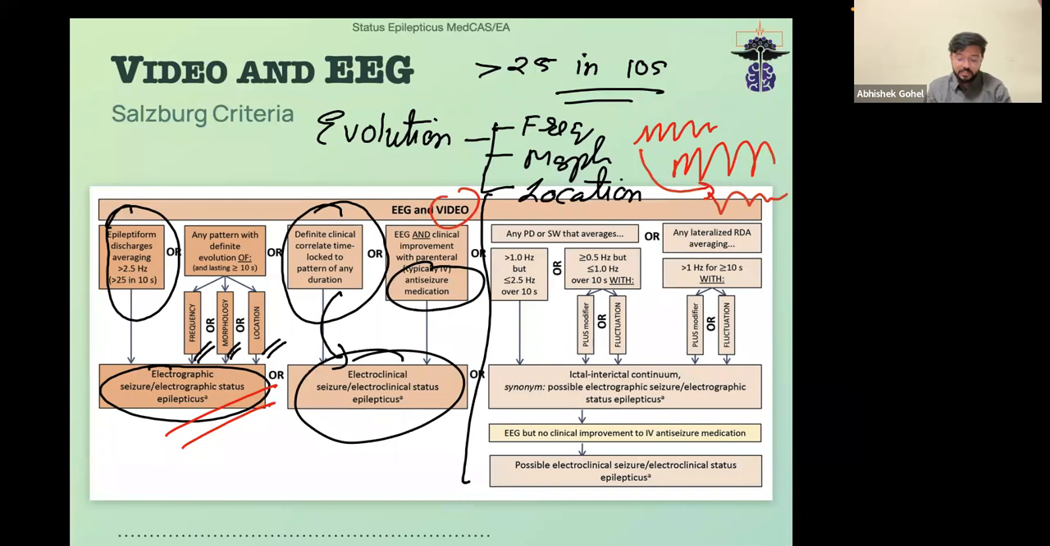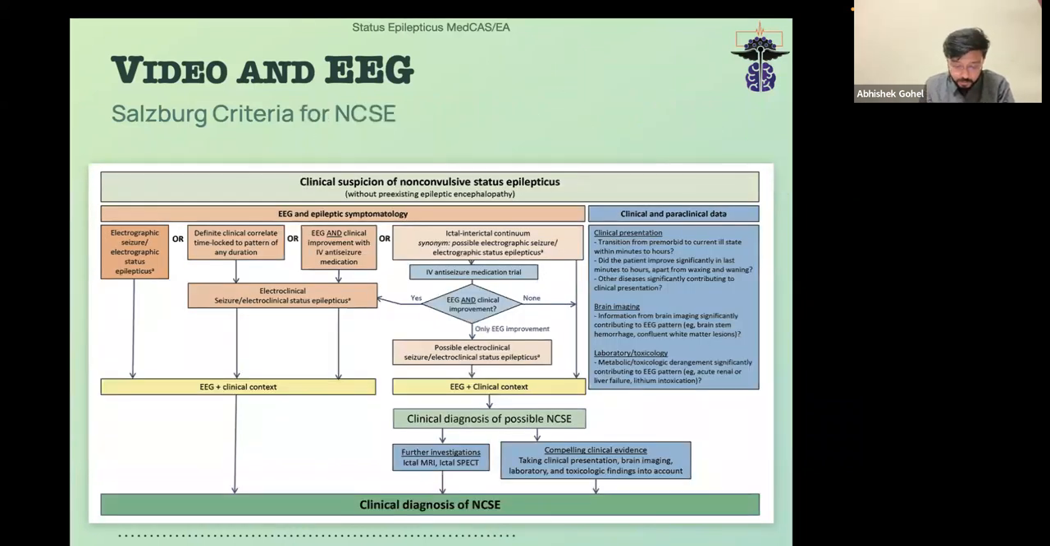If it does not fulfill all these criteria, still you have a seizure which is less than 2.5 hertz or more than 1 hertz, or it is less than 1 hertz but more than 0.5 hertz, that is way less than your 2.5 hertz. Still, if you have fluctuation or a modifying response to your anti-seizure medication, you can diagnose it as a possible status epilepticus, or the alternate name is interictal continuum. So this is the same about the non-convulsive status epilepticus when it is applied to that.